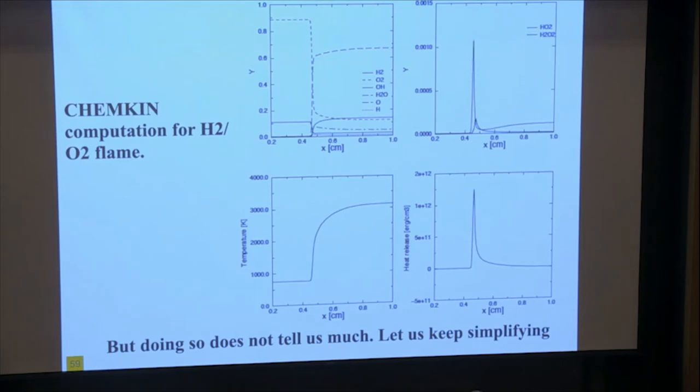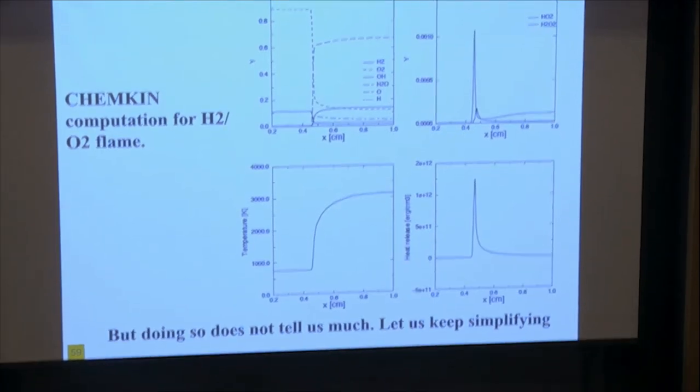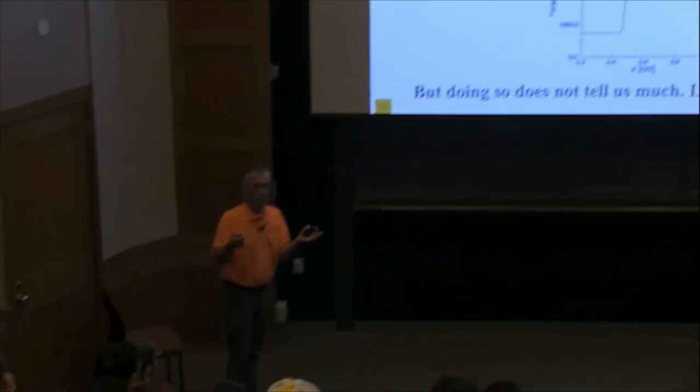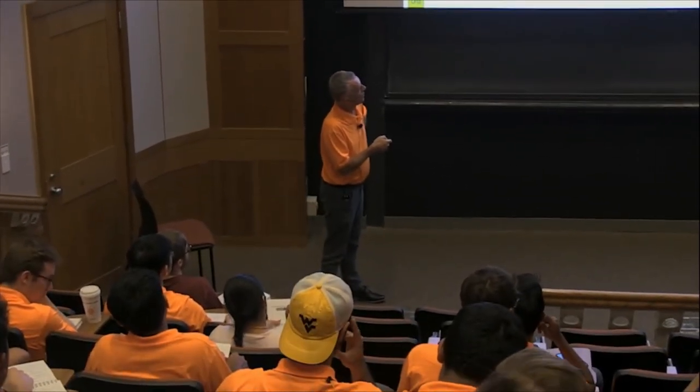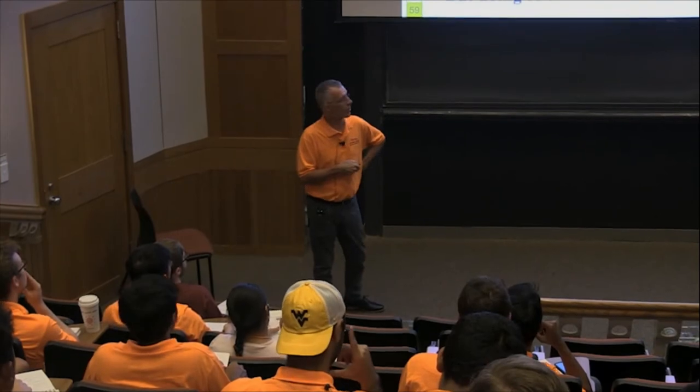So this is a typical example of one of these codes, for an H2O2 flame. I picked H2O2 because it's quite different from others. This is the flame which goes probably the fastest, about 3 meters per second. Most other flames don't go more than 50 centimeters per second. It's also very hot. You go to 3000 K or even more.